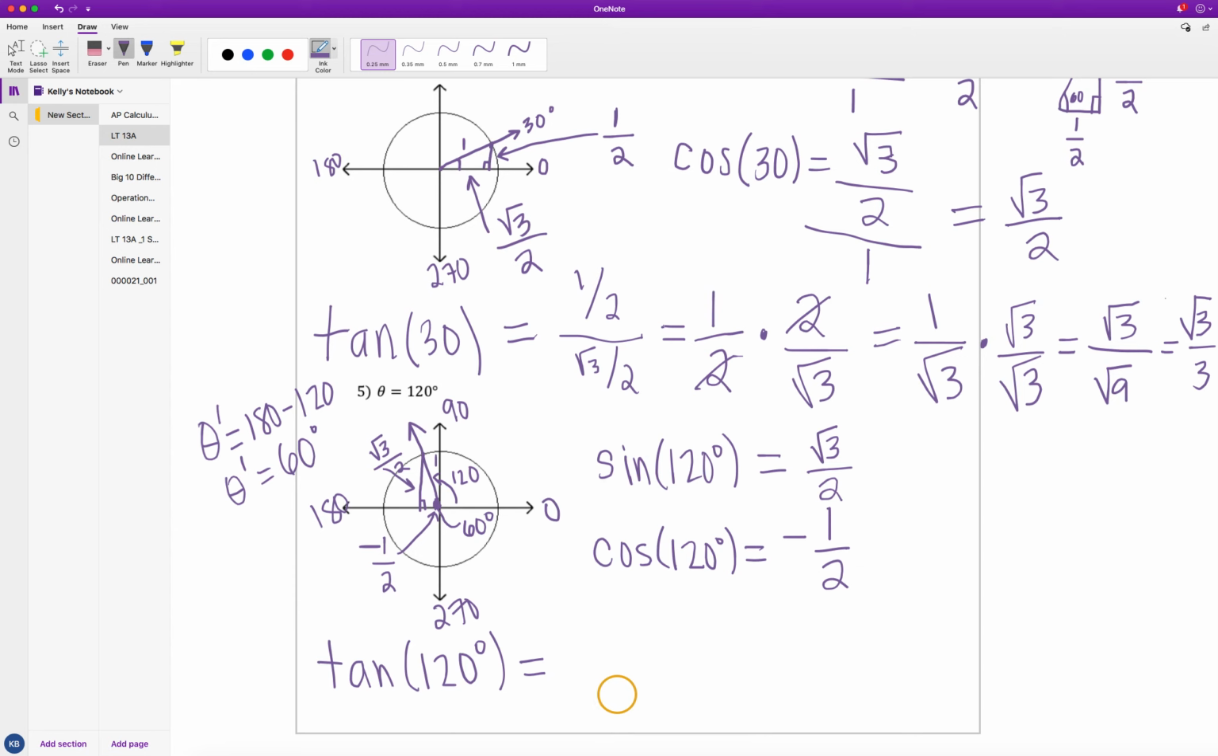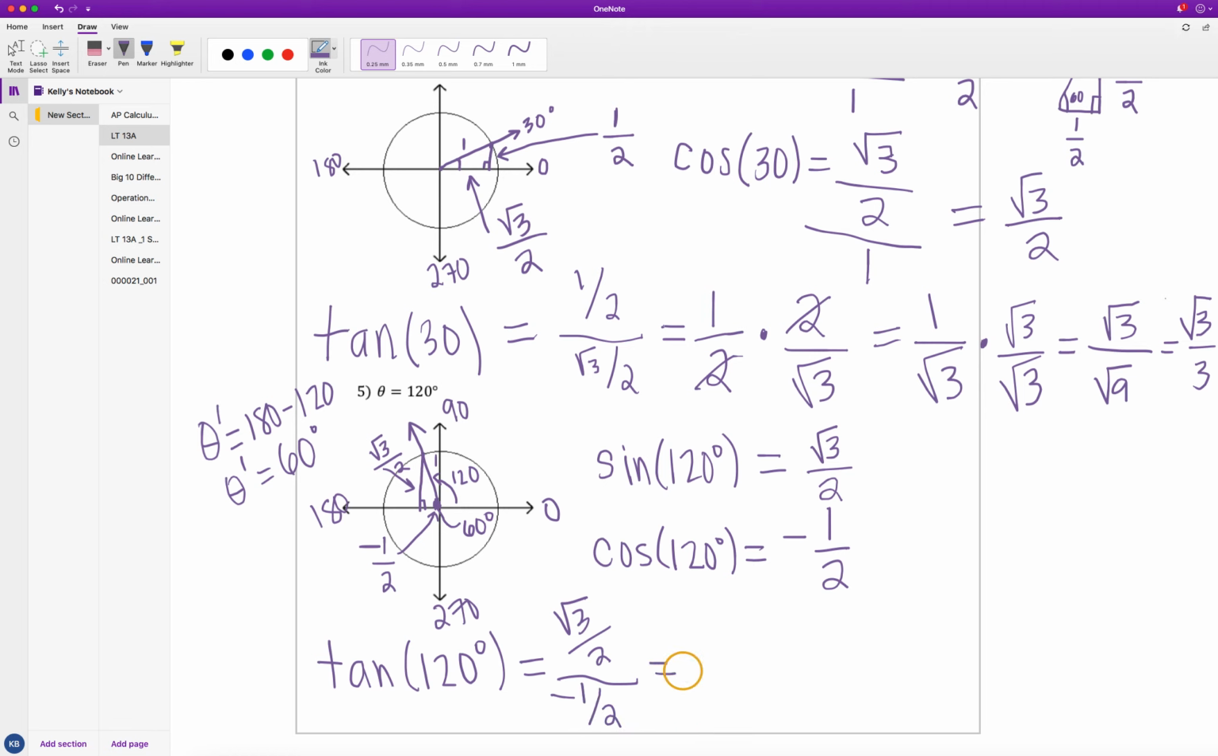So for tangent of 120, in our SOHCAHTOA phrase, tangent is opposite over adjacent. So from 60 degrees, opposite that would be root 3 over 2. So I'll get root 3 over 2 all over our adjacent side, which is going to be negative 1/2.